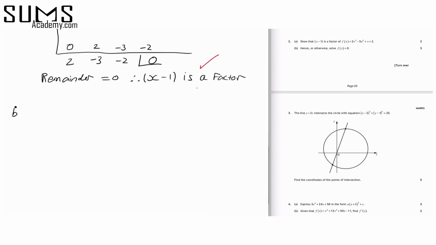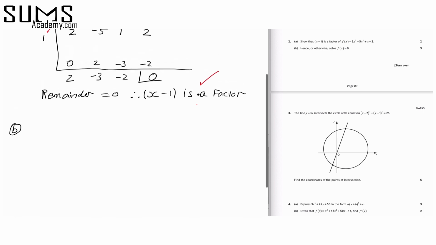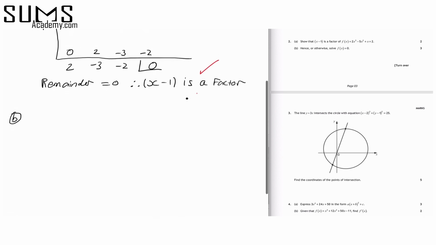Part B. Hence or otherwise solve for f of x equal to 0. So that means find the x values that are going to give this expression an answer of 0. So we've already got 1 from this x minus 1 is a factor. So we need to find the other 2, and we know there are going to be 3 roots because this is a polynomial of order 3.